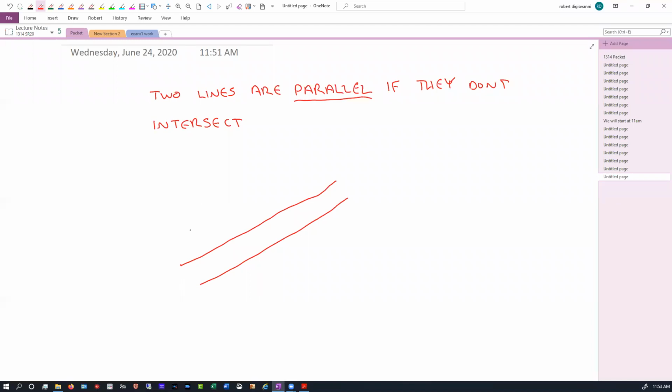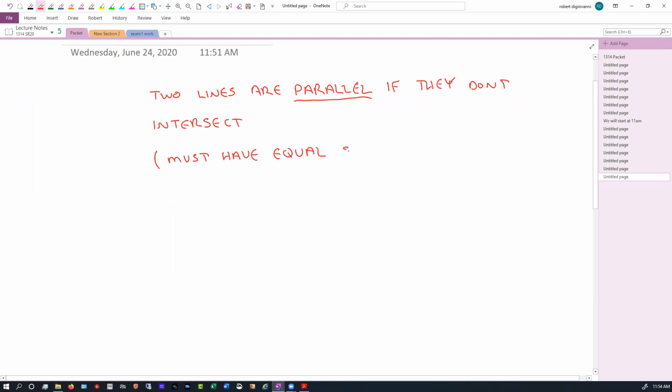But what does that mean? I mean, in mathematical terms, what does that mean? What must be the same about those lines then? Their slope. Their slopes have to be the same. Yeah, their slopes have to be the same. Like if the slope of one of those lines is a little bit different than the other, then they're going to hit each other somewhere. So another way of saying this is that they must have equal slopes.